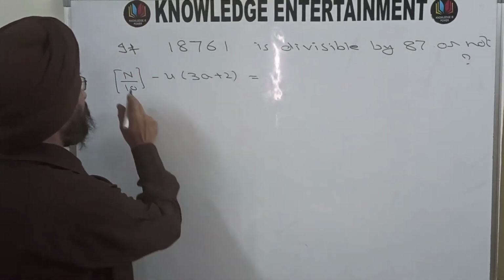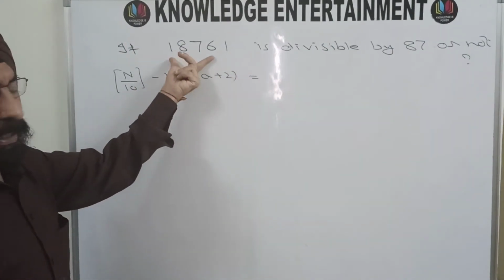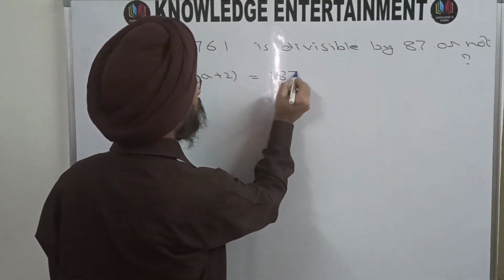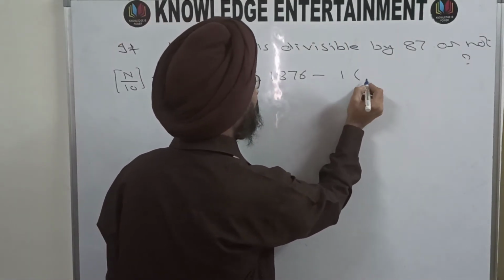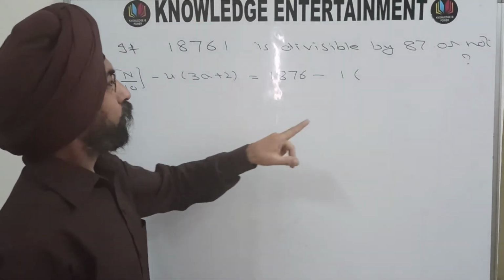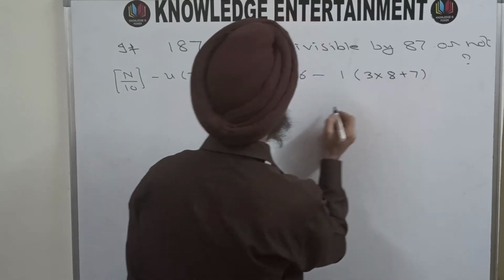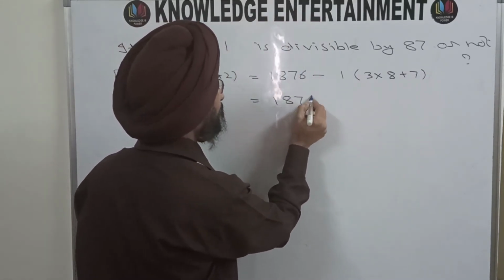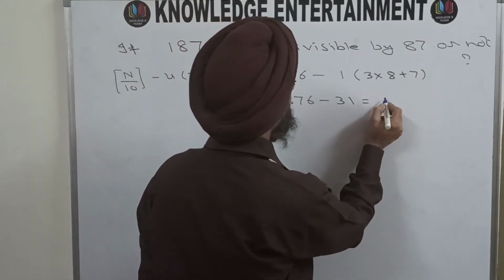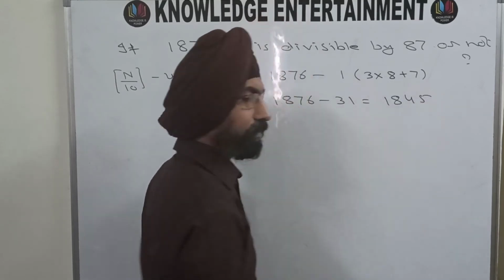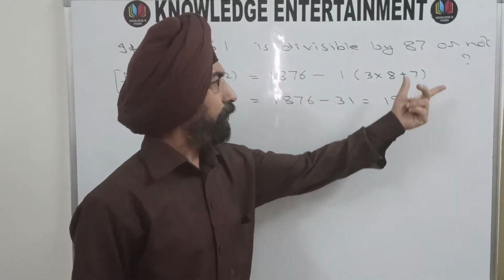So here what you are going to get, n by 10. That means from this number the last digit will be removed. By taking the greatest integer you will get 1876. 1876 minus u. U is here 1. The last digit is 1 and multiplied by 3a plus 2. Your a is now 8. So 3 into 8 plus 7. So what you are going to get is 1876 minus, this is 24 plus 7 is 31. So minus 31, that means 1845. Now your new number is 1845, but still divisibility of this number by 87 is not easy.